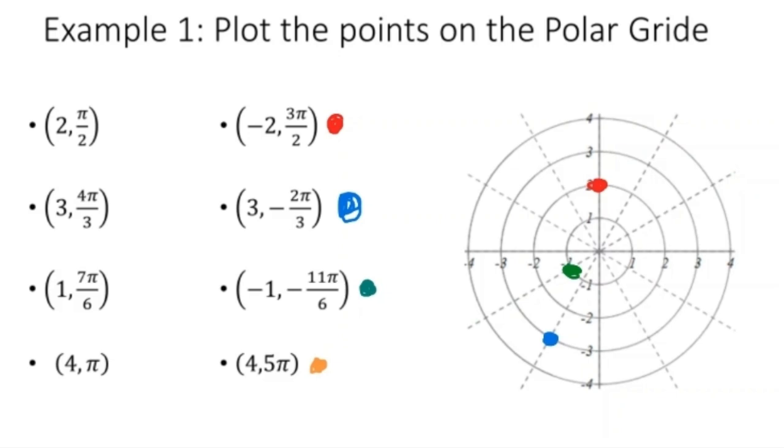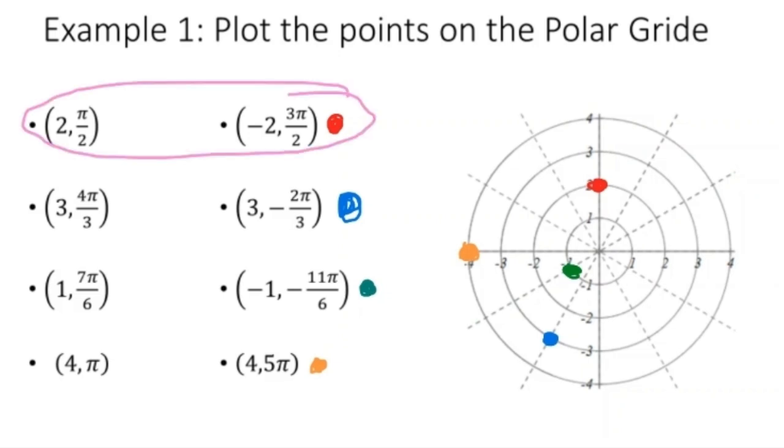Last, (4, 5π). 5π radians is 2 full rotations around the circle with an extra π radians left to go, which will place us on the negative x-axis. Since our r is positive 4, then we're traveling 4 units away from our pole in the direction of 5π, which would place us there. So there is our location of (4, 5π).